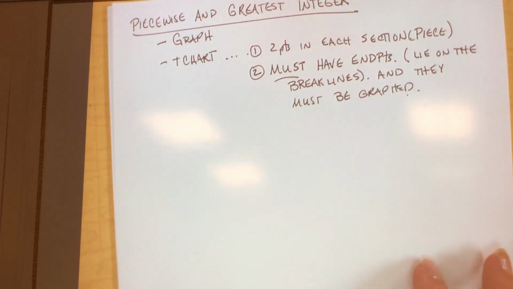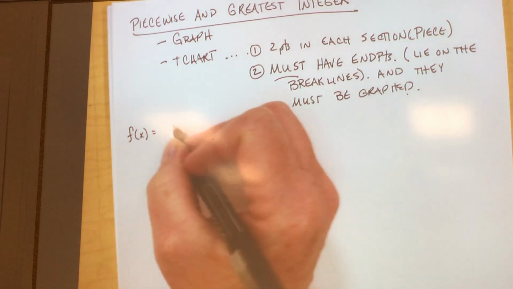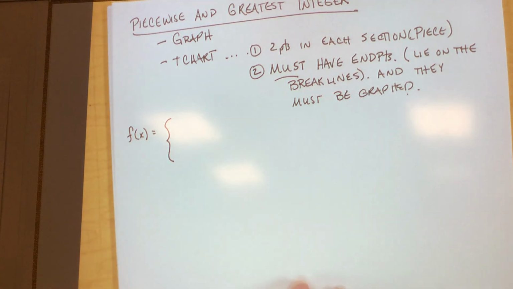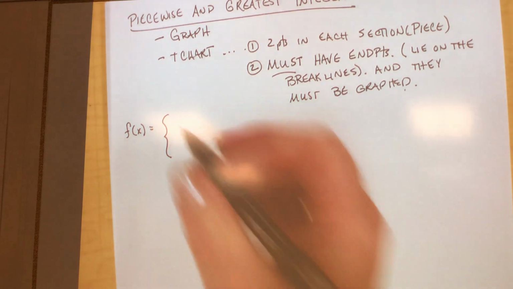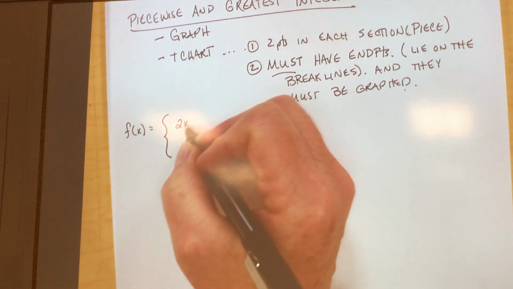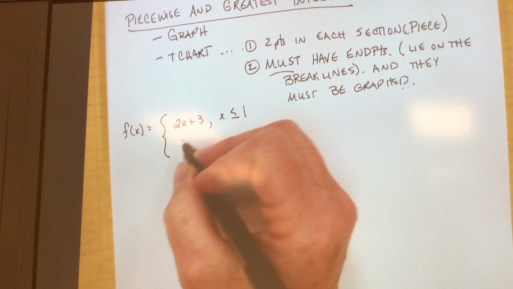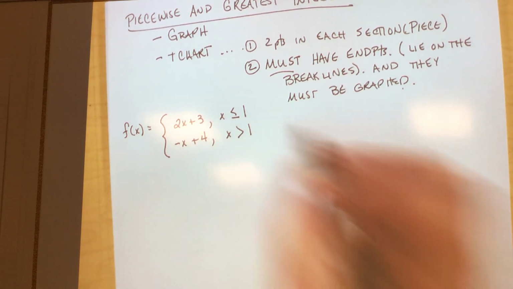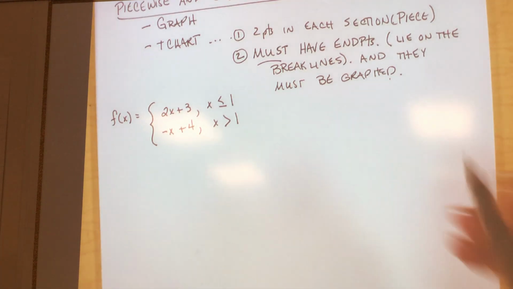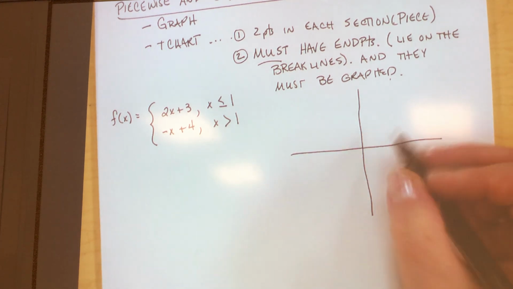All right. So let's start with our first problem. F of x is equal to... You can divide these piecewise functions into as many things as you want them to. The two that I'm fixing to work are just divided up into two things. So this one is 2x plus 3 when x is less than or equal to 1, and negative x plus 4 when x is greater than 1. Okay? I'm going to draw me a big graph over here.